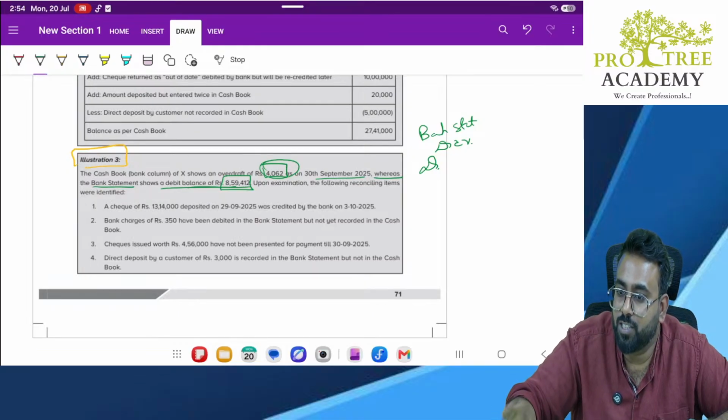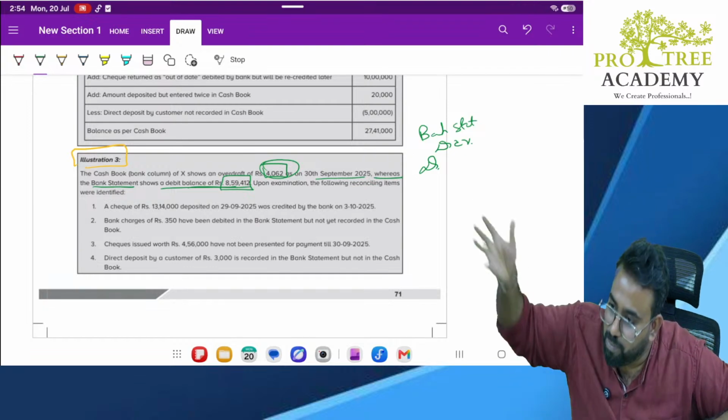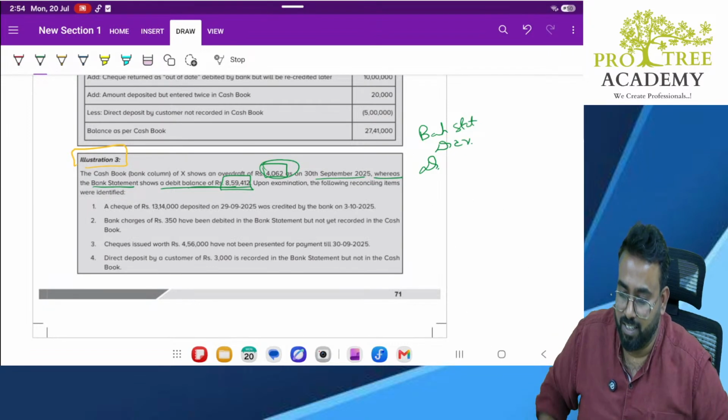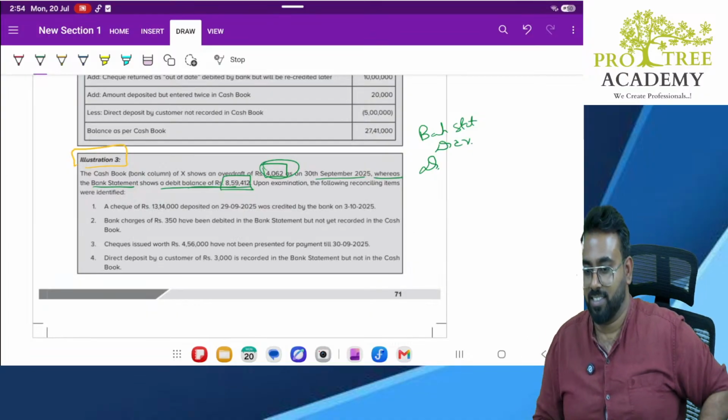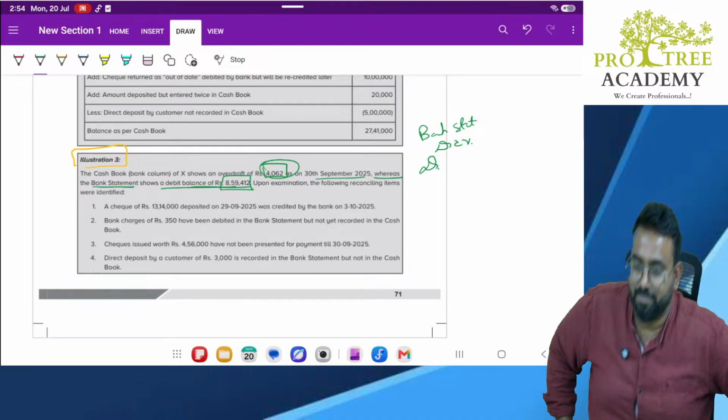BRS is one such question where you cannot commit a mistake, because if you commit a mistake, your balance will never match. In this kind of question, like in the last question, if you make a mistake you won't even know, because they haven't given the closing balance.